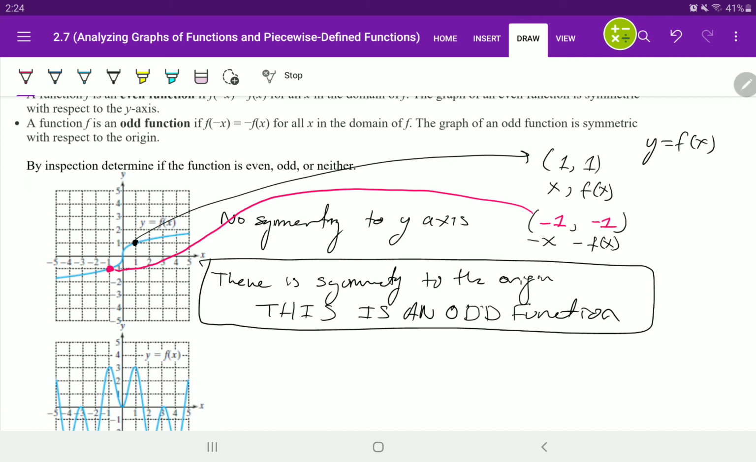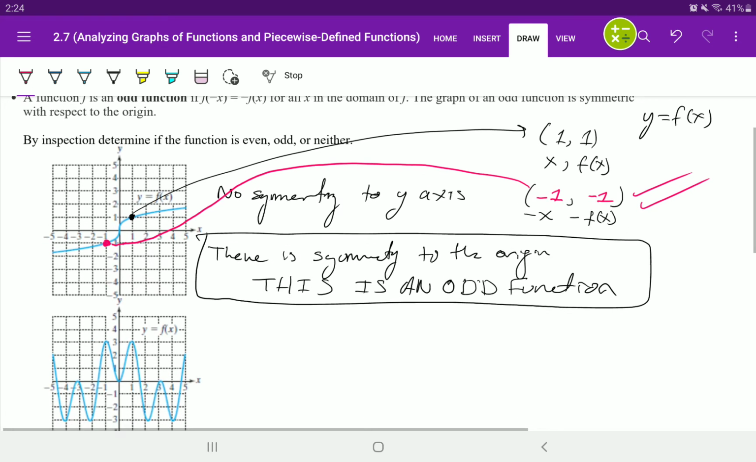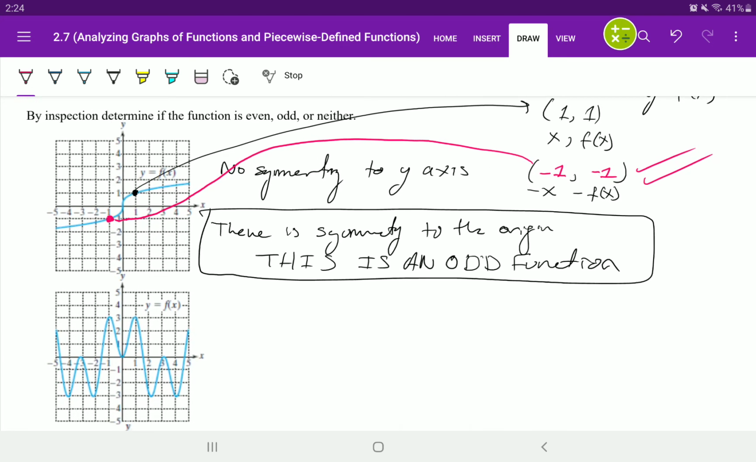Remember, if it's an odd function and you change the sign of x, you must change the sign of y. And that same coordinate must also appear in that graph to be proven an odd function. And because that same coordinate appears, that is more proof that this is an odd function. I'll do it again when I do the next one. So, the second one, y equals f of x.